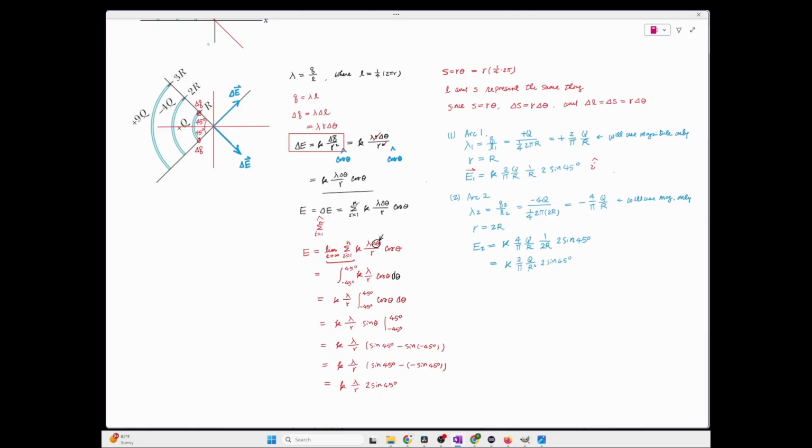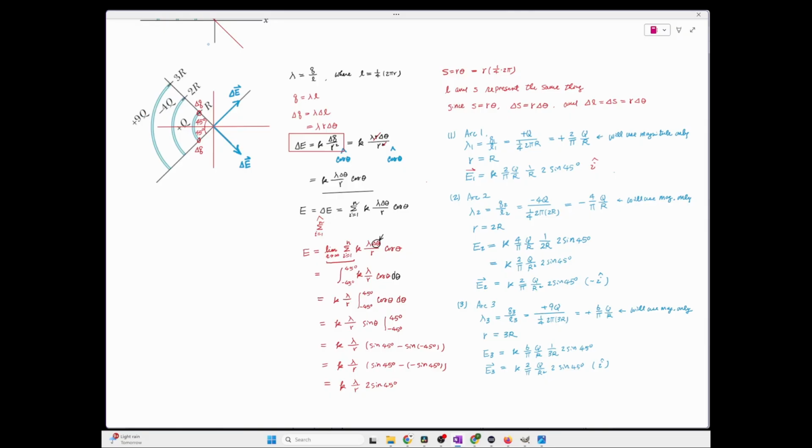Since for the second arc, the charge is negative, the direction of the electric field should be horizontal to the left. The calculation for the third arc will be done the same way. Notice that for the third arc, the radius is 3R. And after a bit of algebra, you will see that for the third arc, the magnitude is still the same. And because the charge is positive, the direction of the resultant electric field will be pointing horizontal to the right.